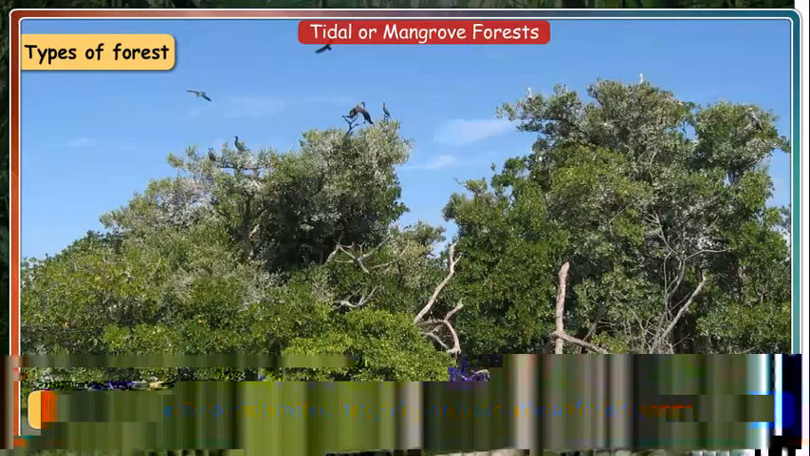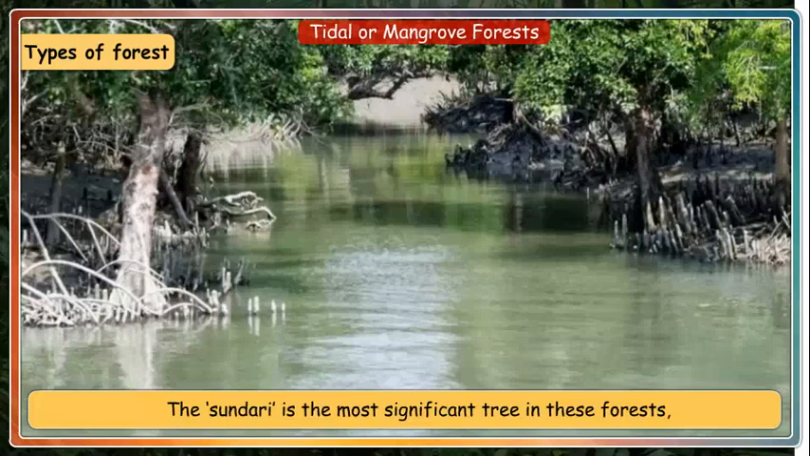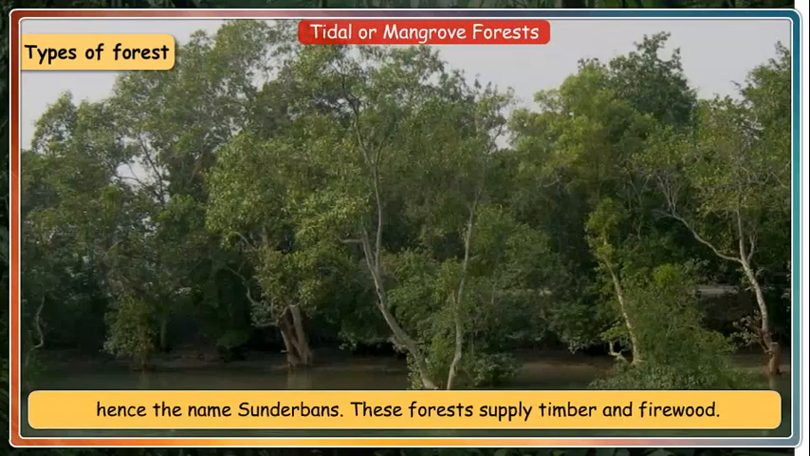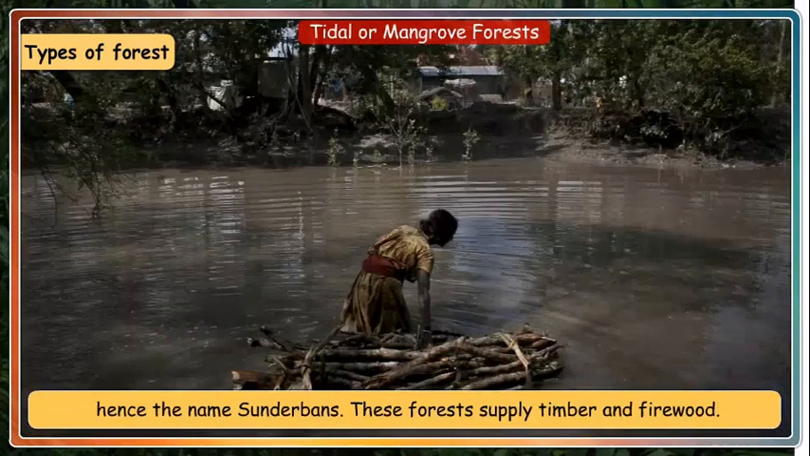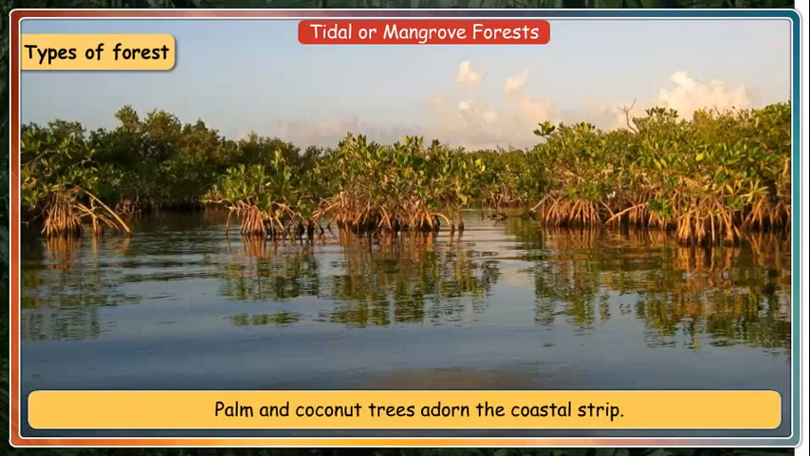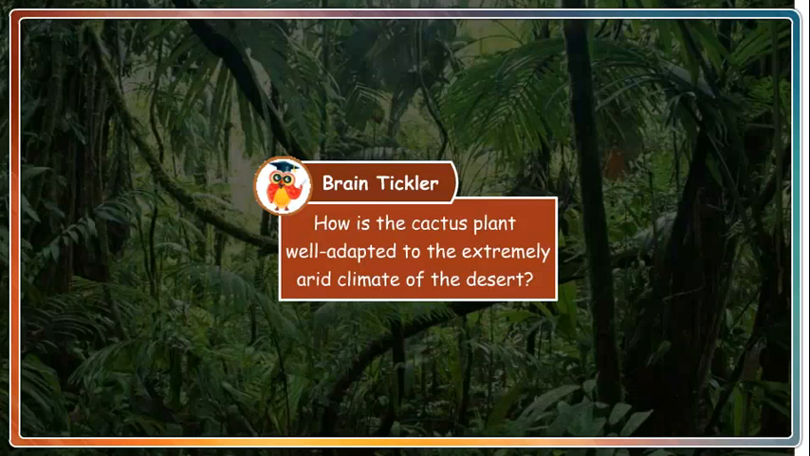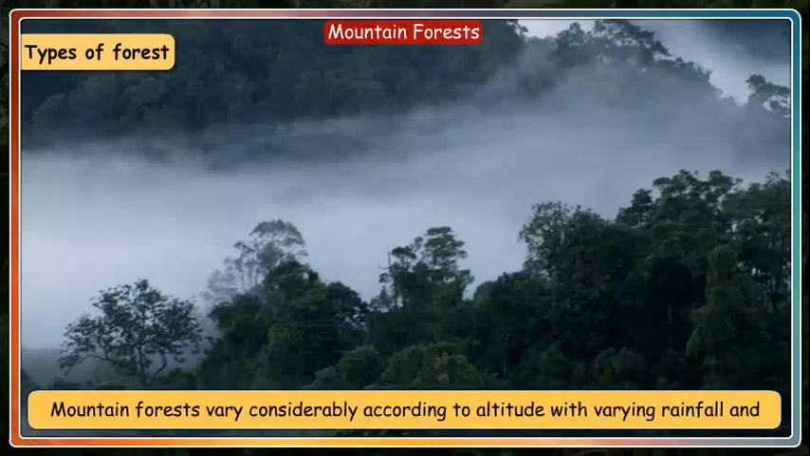The sundari is the most significant tree in these forests, hence the name Sundarban. These forests supply timber and firewood. Palm and coconut trees adorn the coastal strip. Brain tickler. How is the cactus plant well adapted to the extremely arid climate of the desert?